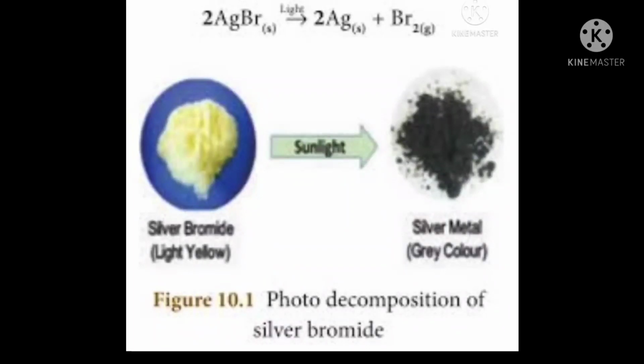Actually, sunlight consists of photons, which are the source of energy. What are photons? Photons are small packets of energy. They cause decomposition of silver chloride. Similarly, silver bromide also undergoes decomposition in the presence of sunlight. Silver bromide is light yellow in color. In the presence of sunlight, it turns grey. Here, silver bromide decomposes to form silver and bromine.